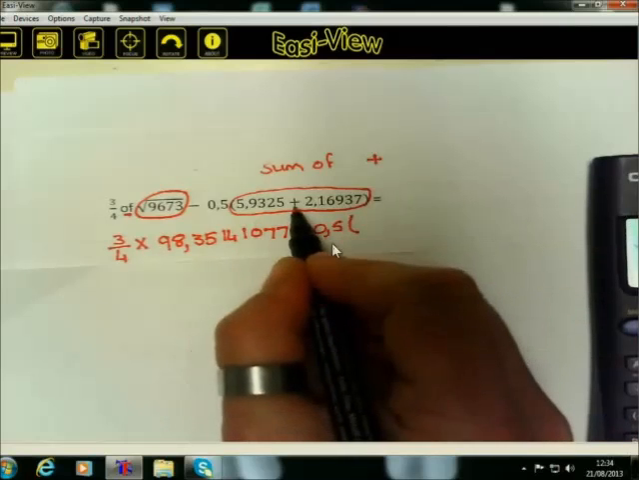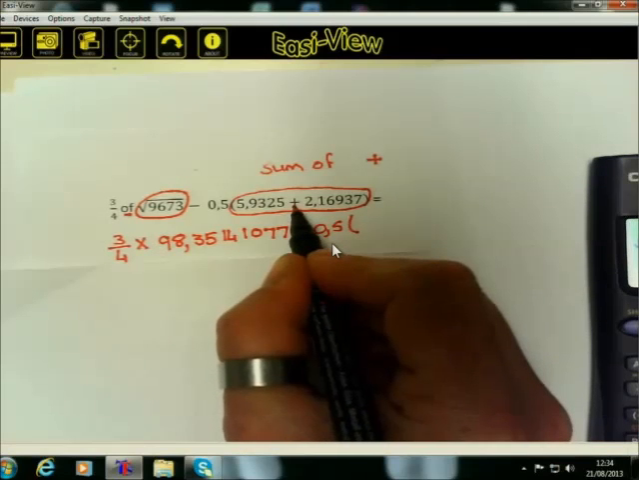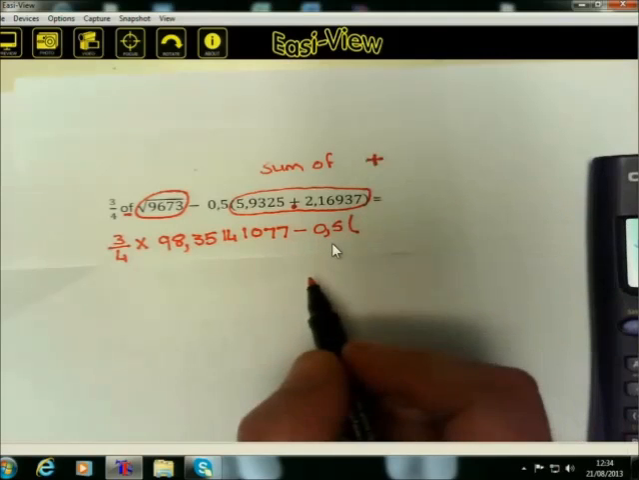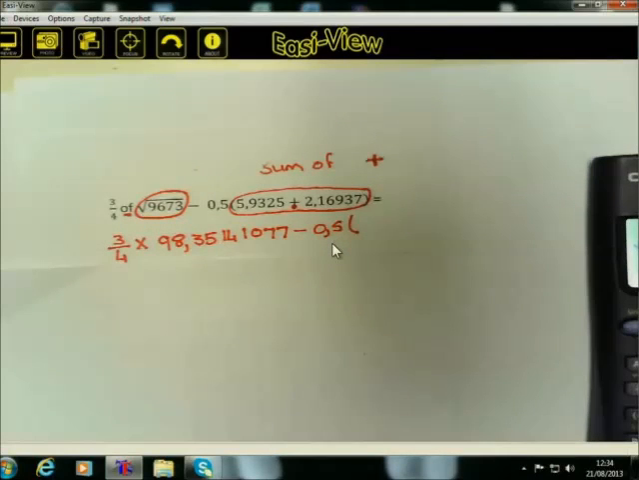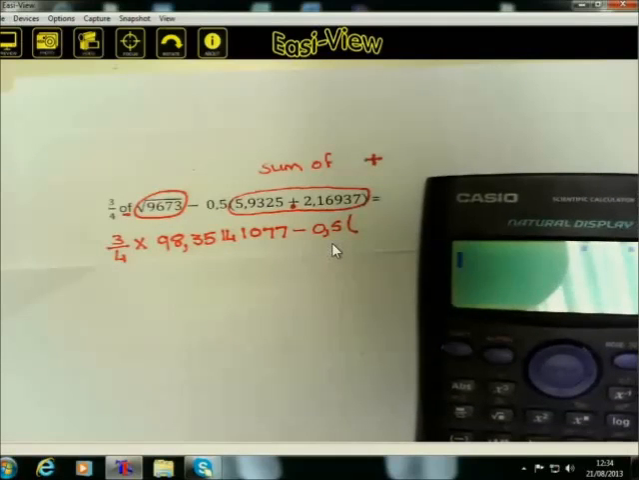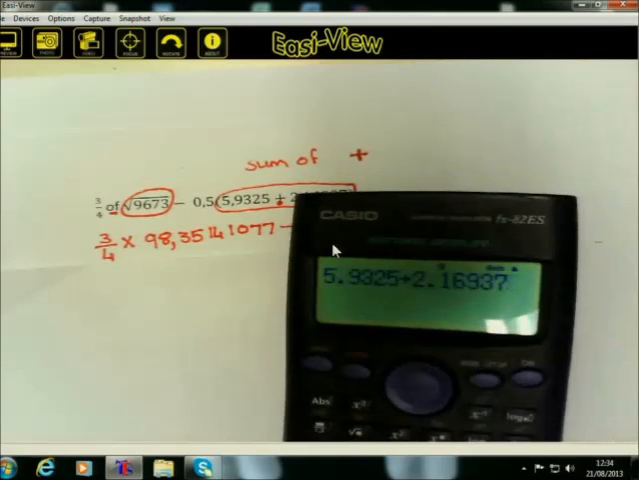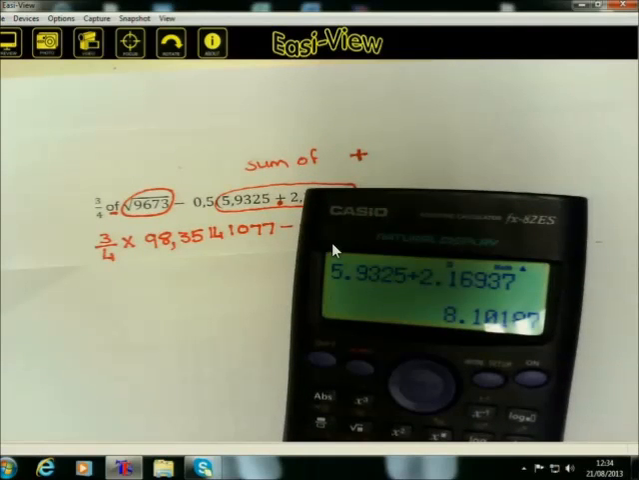In the brackets, I have a plus sign. Another way of saying that we are going to plus is to say that we're going to get the sum of two numbers. So, on the calculator again, we are going to add 5.9325 plus 2.16937. And the answer? There you have it, 8,10187.